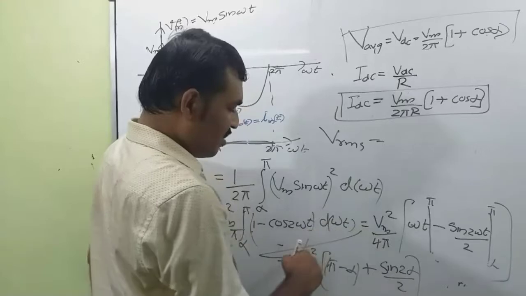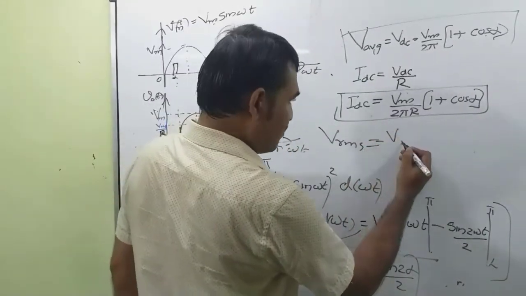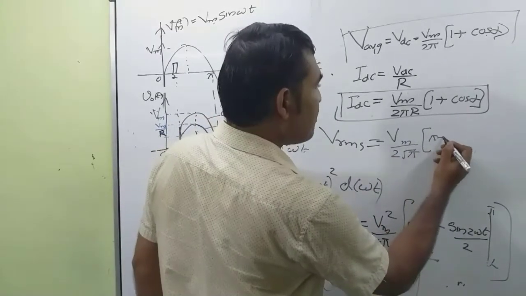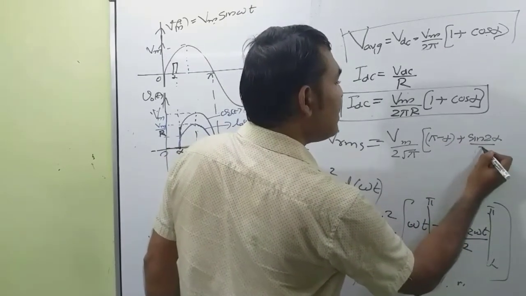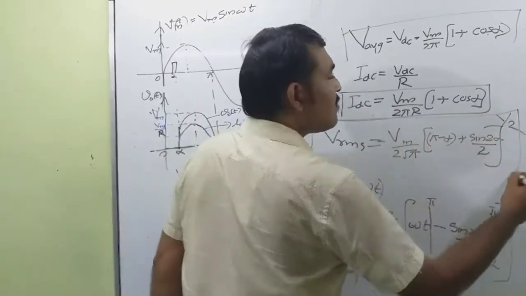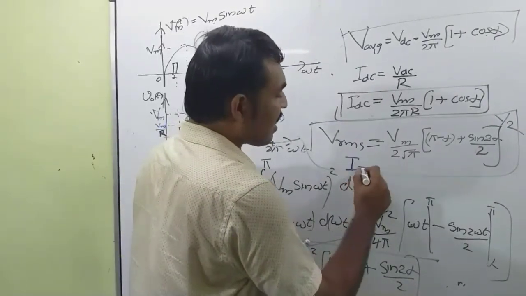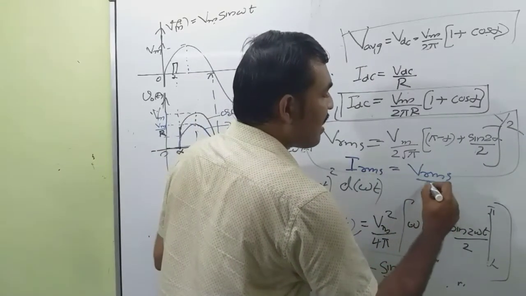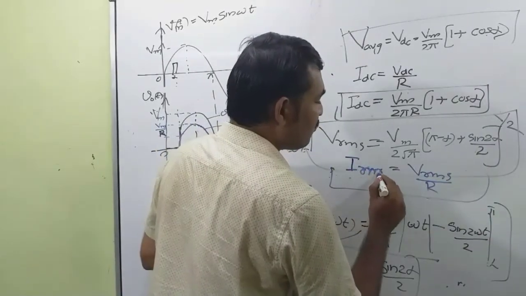VRMS is equal to the square root of this term. So that becomes Vm by 2 root pi into (pi minus alpha plus sin 2 alpha divided by 2), all raised to 1 by 2. So this is the RMS value of the output voltage. And IRMS, the RMS value of the output current, is equal to VRMS divided by R. So this is the RMS value of current.